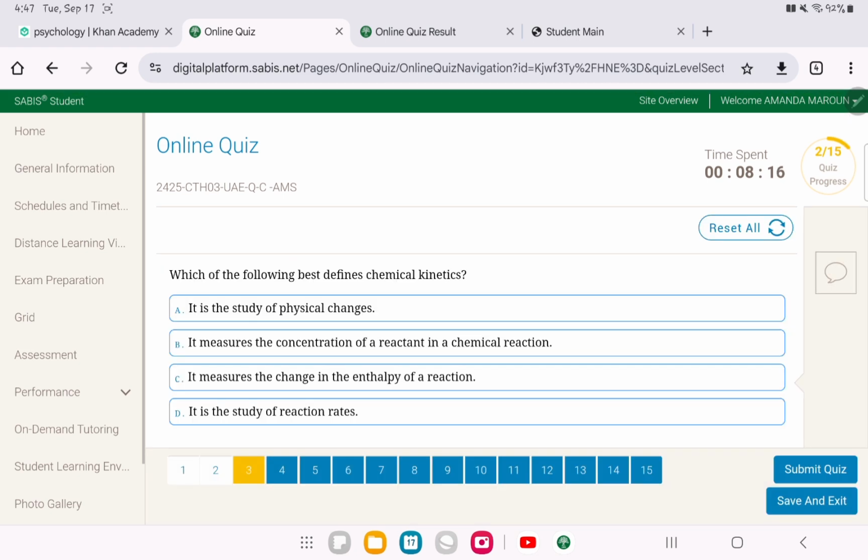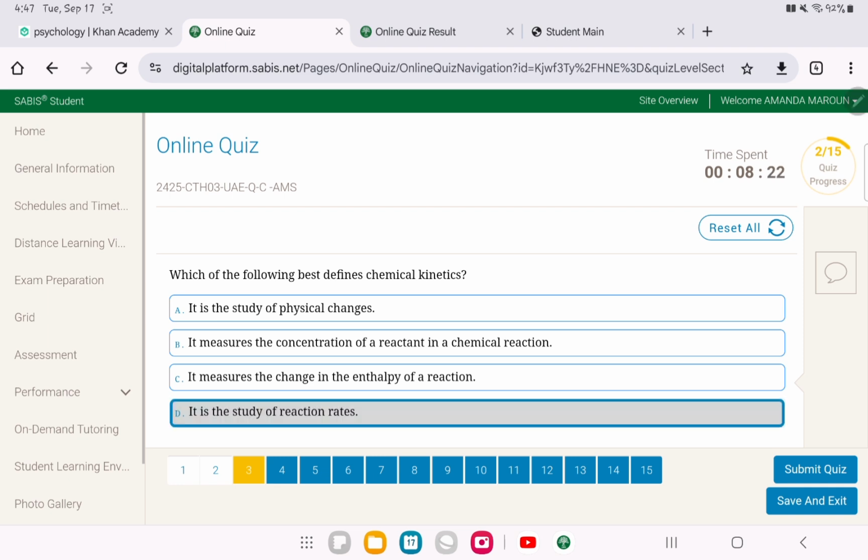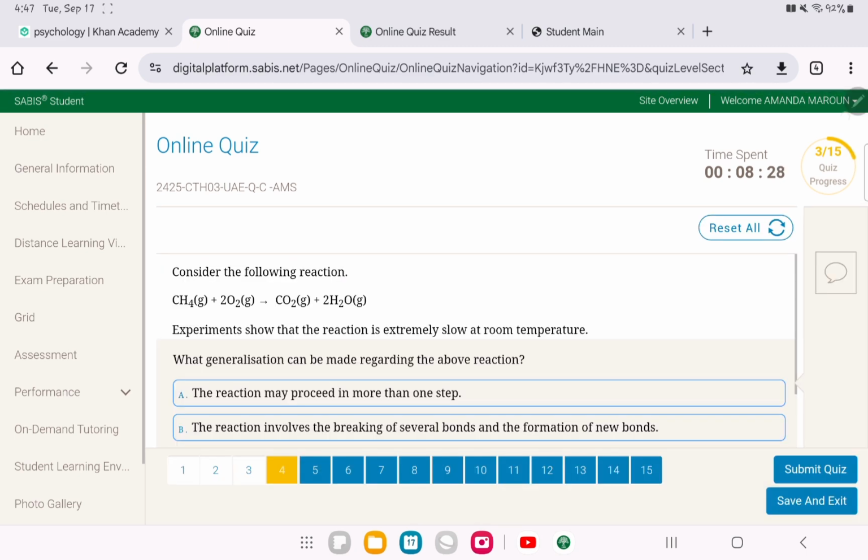Question number 3. Which of the following best defines chemical kinetics? It is the study of reaction rates. So please memorize: chemical kinetics is the study of reaction rates.